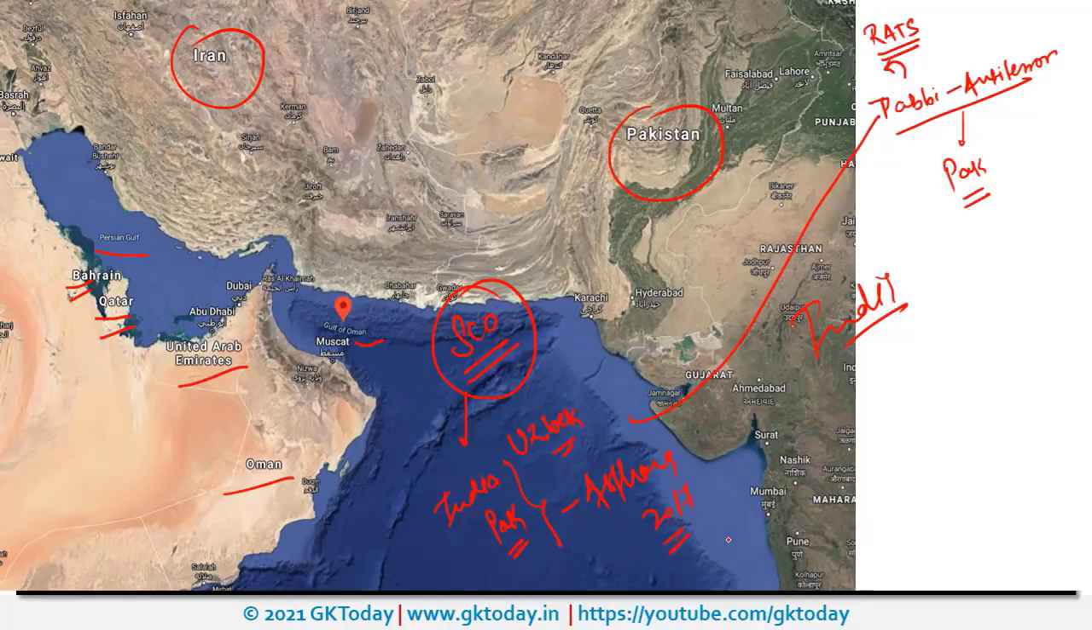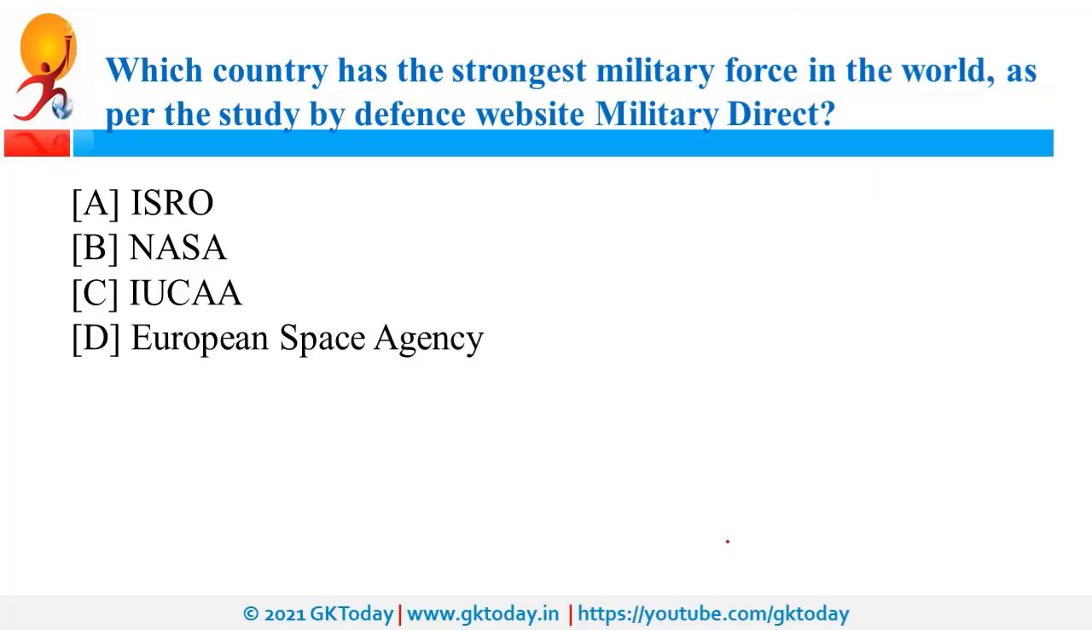Please note that the headquarters of SCO, that is Shanghai Cooperation Organization, is not in Shanghai, it is in Beijing in China. Which country has the strongest military force in the world as per a study by Military Direct?